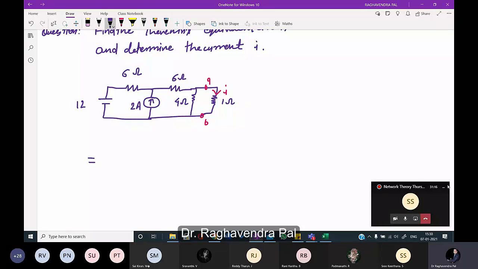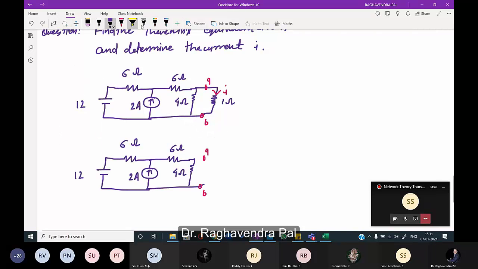Wait a minute, I will copy it, otherwise we will have to draw so much again and again. Okay, so this is the circuit. So how to calculate the Thevenin's equivalent circuit? Two things we have to obtain. First one is VTH and second one is RTH.